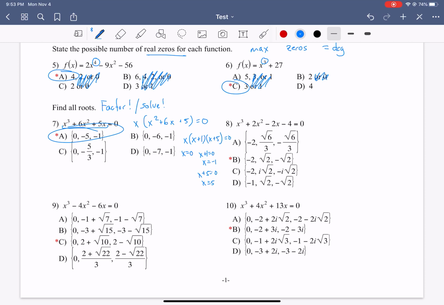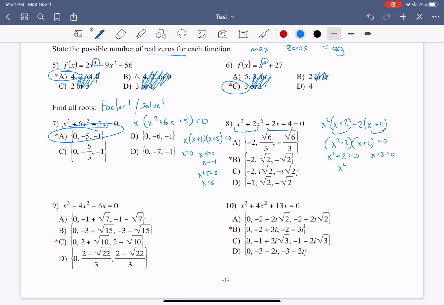Next one, we tried the same method. Can't. So the next method is always to try to group it. So we can take x squared out of the first two terms. We can take a -2 out of the first two terms, and be careful, -4 divided by -2 is +2. And we do get the same factor here. So we get x squared minus 2 inside the parentheses and x plus 2 inside the parentheses.